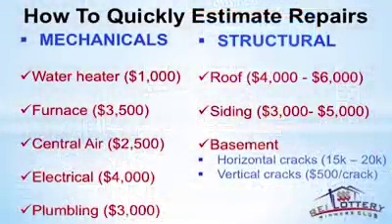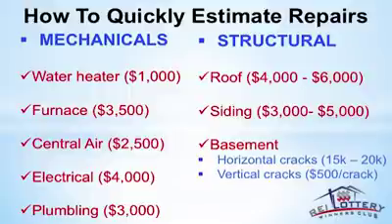So mechanicals, like your water heater, your furnace, central air, electrical, and plumbing. Your water heater is usually going to be around $1,000. Furnace is usually around $3,500. Central air, give or take about $2,500. They can range a little more, depending on how big the unit is. Electrical, if it needs full electrical, around $4,000.